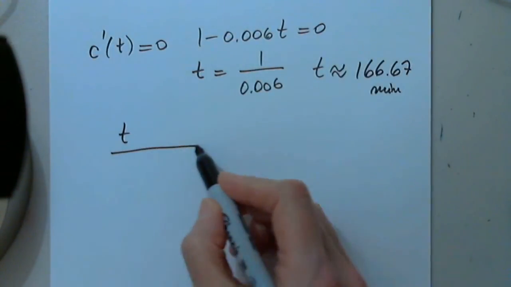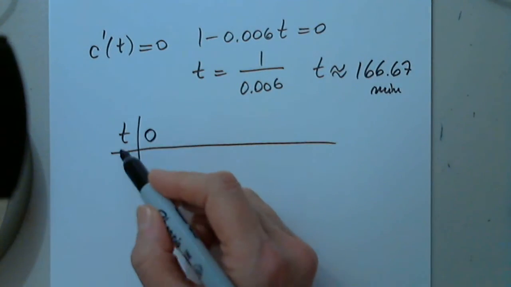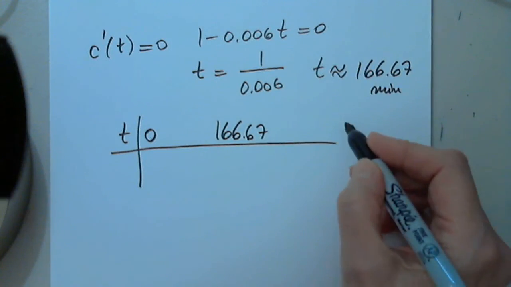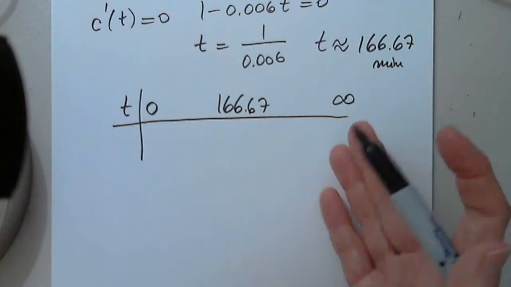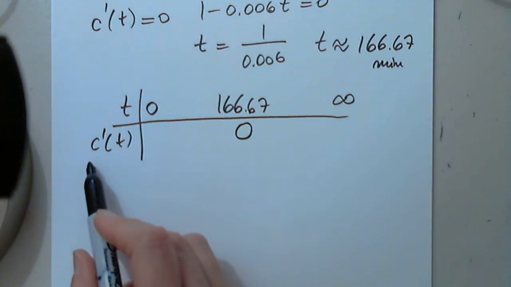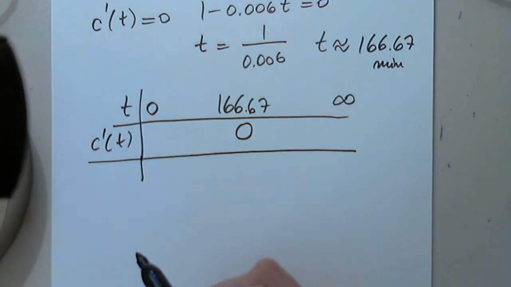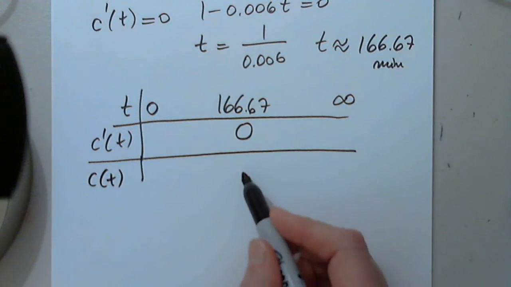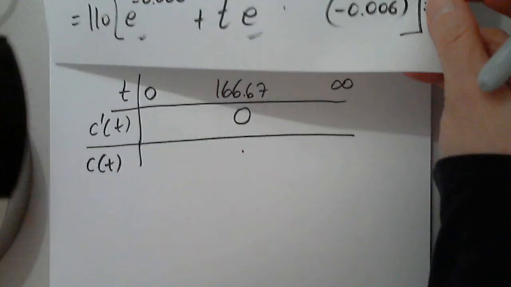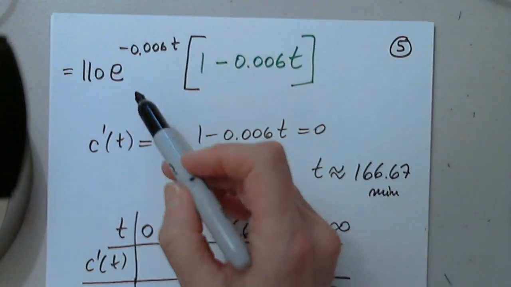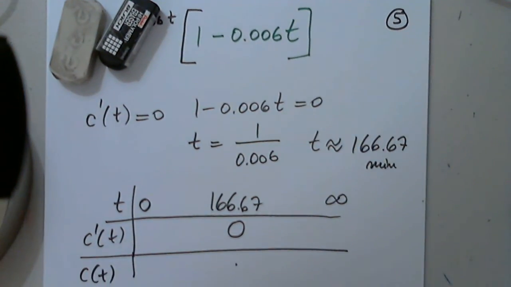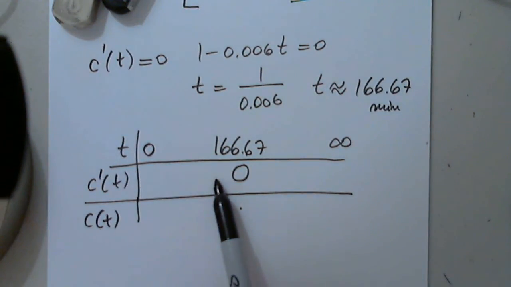So t, time, has to be somewhere from 0 to something. 166.67. Of course, we're not really talking about infinity, but you know what I mean. C prime of t, I know that this is 0, and I have to study the sign. And then I will find what this is. Okay, so here's the derivative. This is always positive, this is always positive. So let's plug in 0 here and just give me the sign.